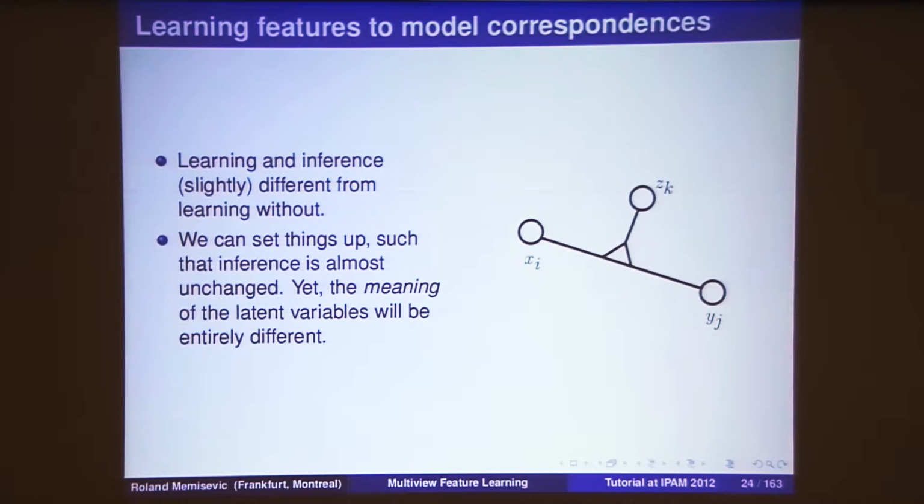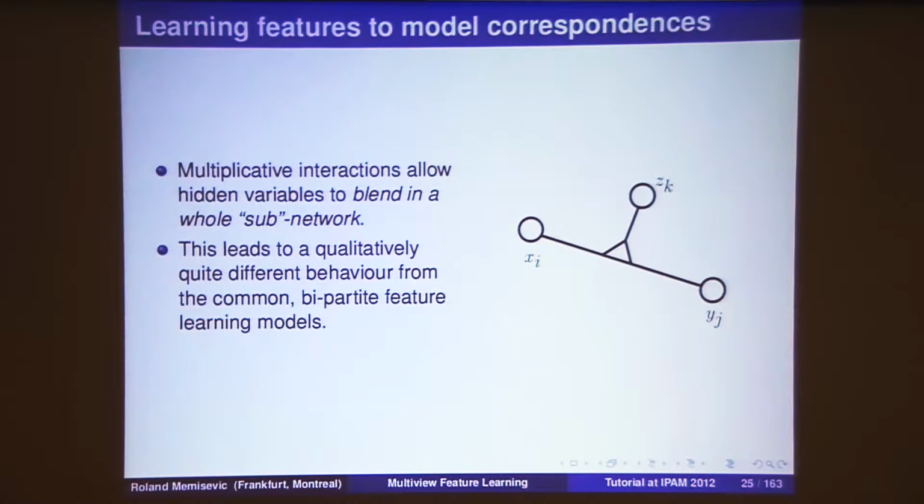It turns out that learning doesn't really change much, luckily. So you can still use your favorite contrastive divergence, Hebbian style, or squared error minimization learning scheme. There are just a few little tweaks and changes that you have to do. And then suddenly this is a model that learns to relate two images rather than to encode one image. But the meaning, of course, of those hidden variables is completely different because of that.